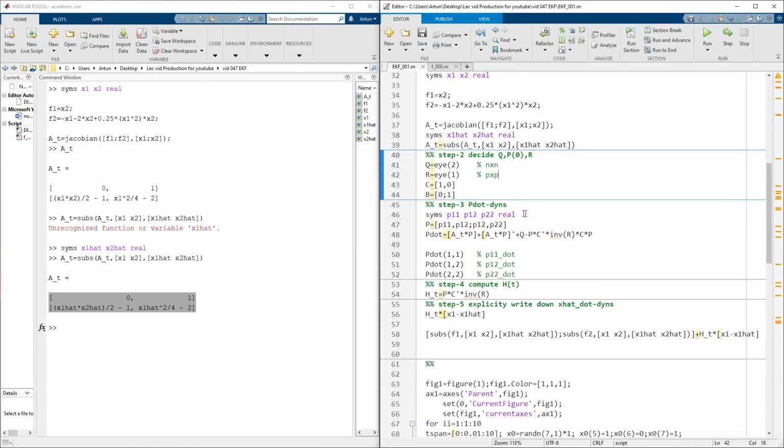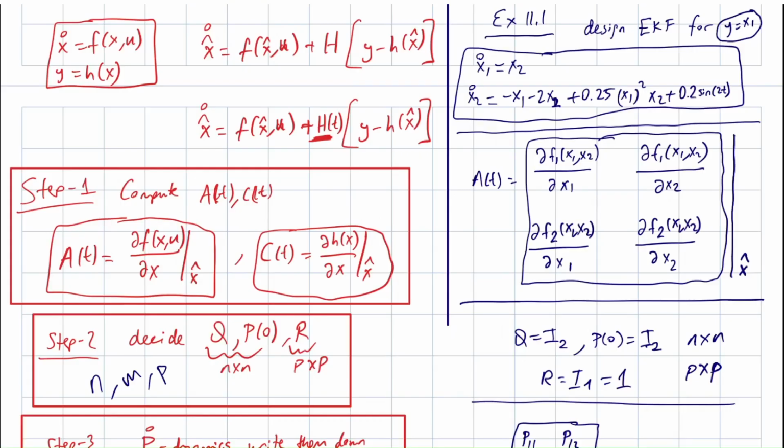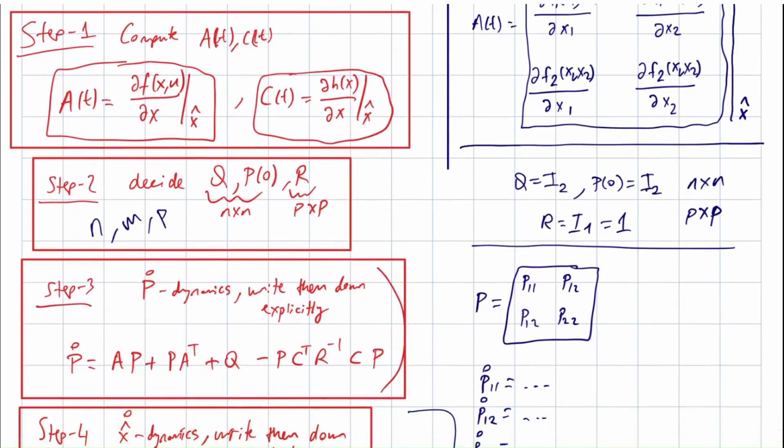Okay, so let's go to the tablet, right? There are some analytical things to discuss. All right, step 2 is done, and now we are in step 3. First of all, we have A, and we know what A of t is, right? We just created it by using the symbolic toolbox of MATLAB. And the P matrix has that form, with P12 appearing twice because it needs to be symmetric, right?